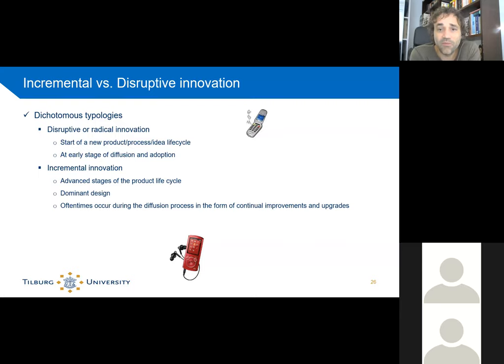So is vinyl and CD an example of incremental innovation? It's kind of in the middle. I think that's a good bridge to the next typology. On the one hand, the transition from vinyl to compact disc is kind of disruptive because people had to adopt a new product, a CD player instead of a record player. But on the other hand, it's incremental because it builds upon the exact same need. You have a physical object that plays your music. But I can explain that on the next slides.